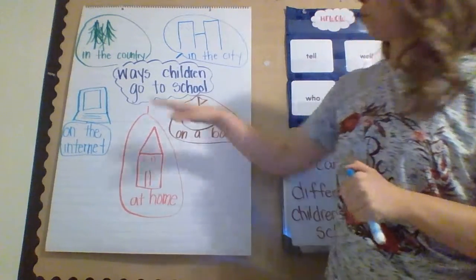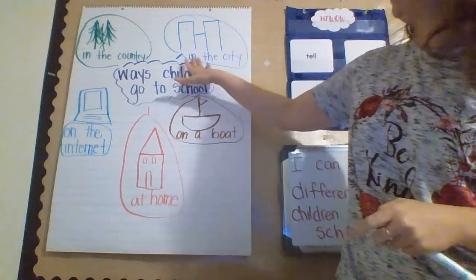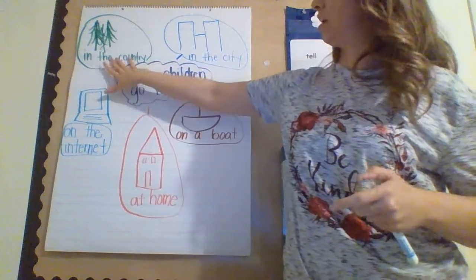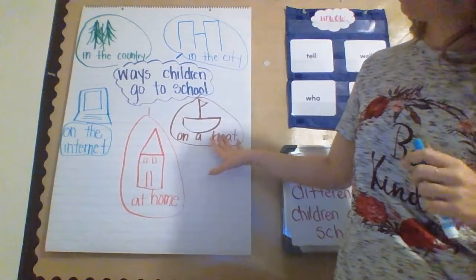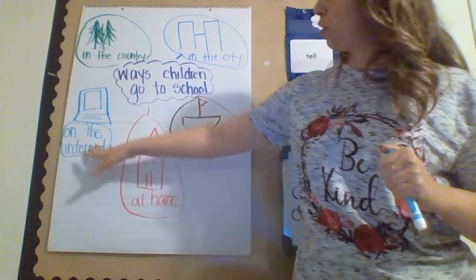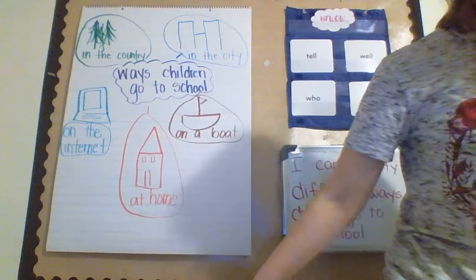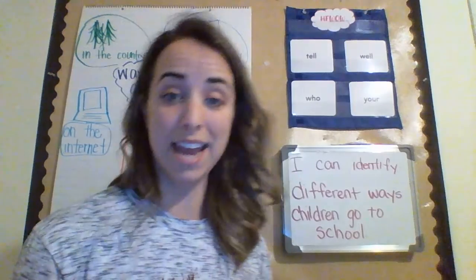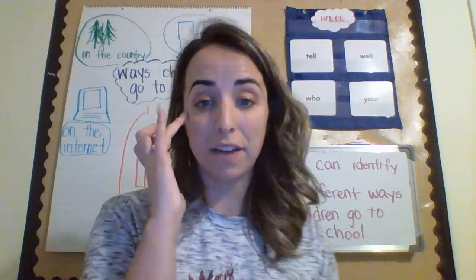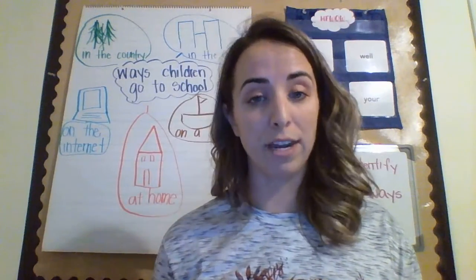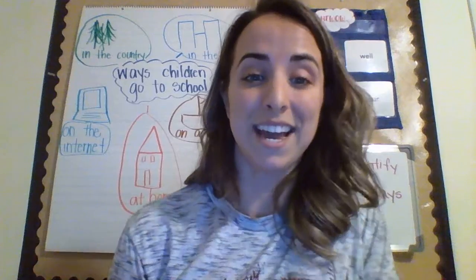Here we go. So, ways children go to school. In the city, in the country, on a boat, at home, or on the internet. Okay? So, what you're going to do is go to your next worksheet where it says some schools, and I want you to complete that for writing, okay? So, our writing video is up next. Okie doke, that's the end of reading.